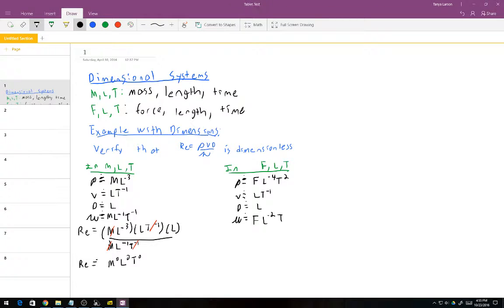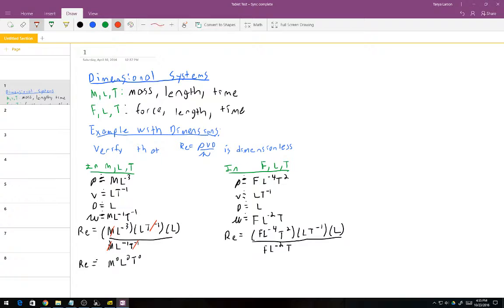And if I do the same sort of calculation here, I can find that Reynolds number is going to be dimensionally equivalent to F L to the negative 4 times T squared for our rho, times L T to the negative 1 for velocity, same as before, times L for our diameter. And then all of this divided by F L to the negative 2 times T for our mu.